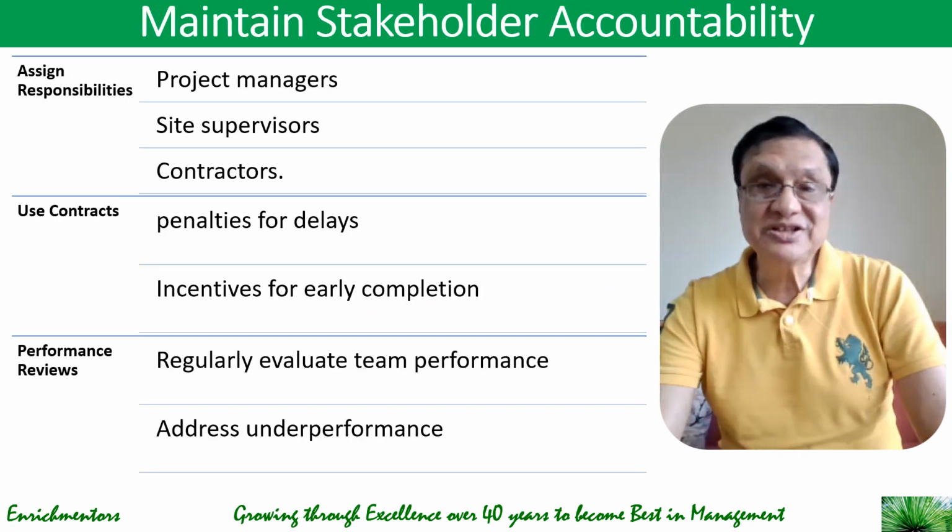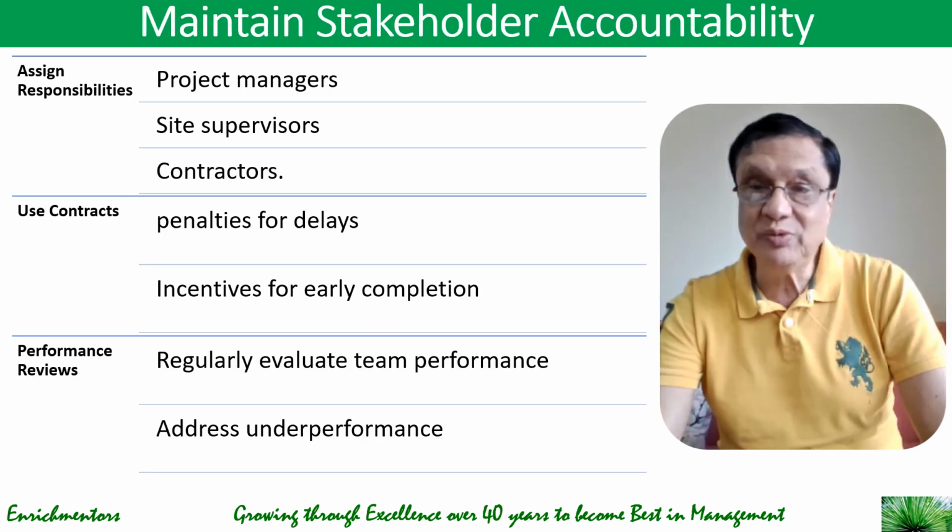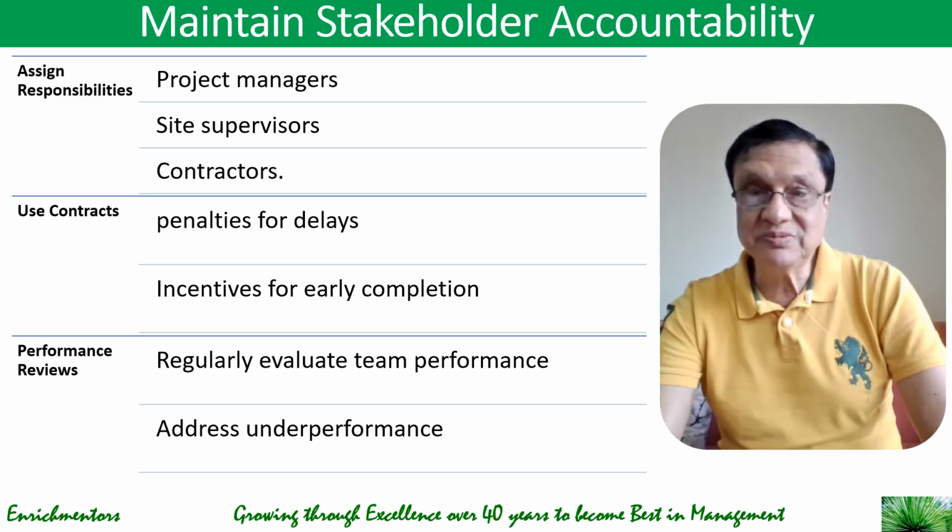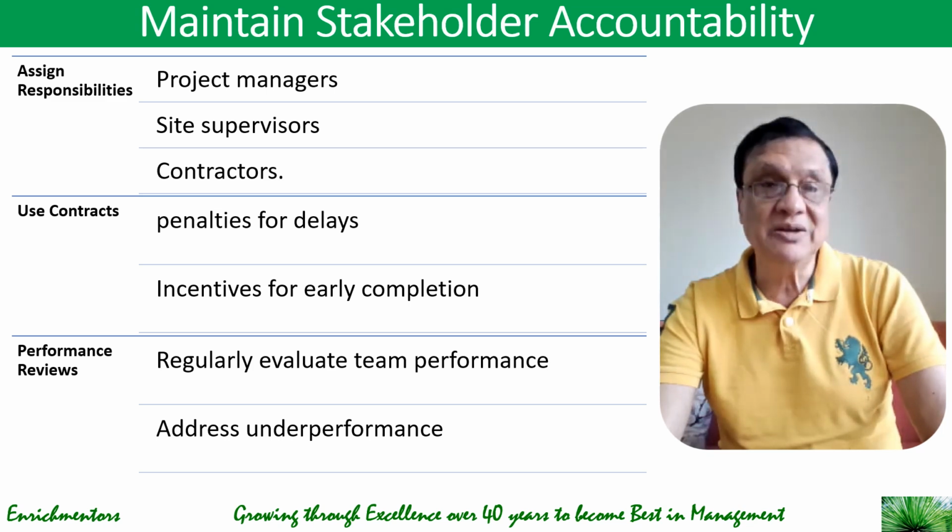Then maintain stakeholder accountability. There you need to do three things: assign responsibility by clearly defining roles for project managers, site supervisors, and contractors. Use contracts to include penalties for delays and incentives for early completion. And regularly evaluate teams' performance and address underperformance.